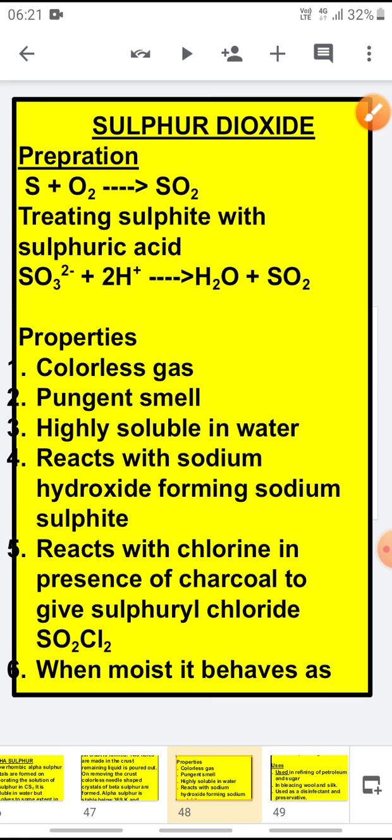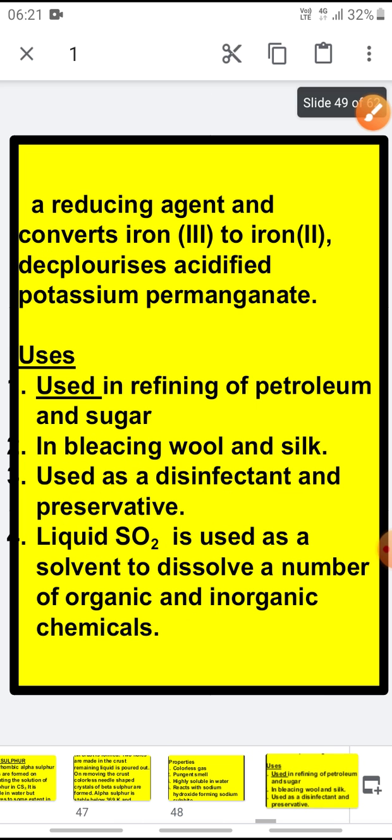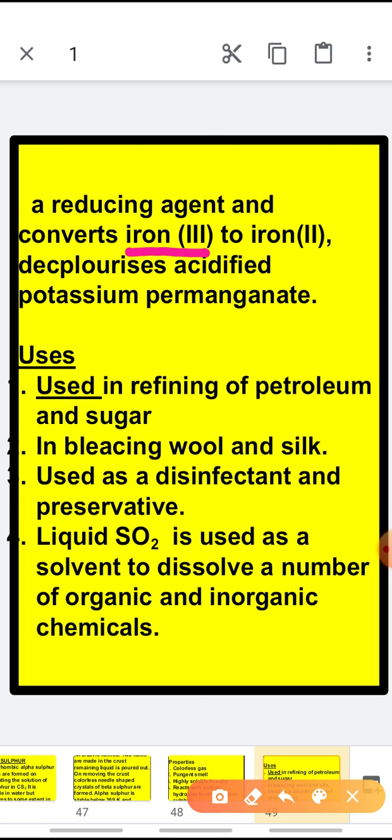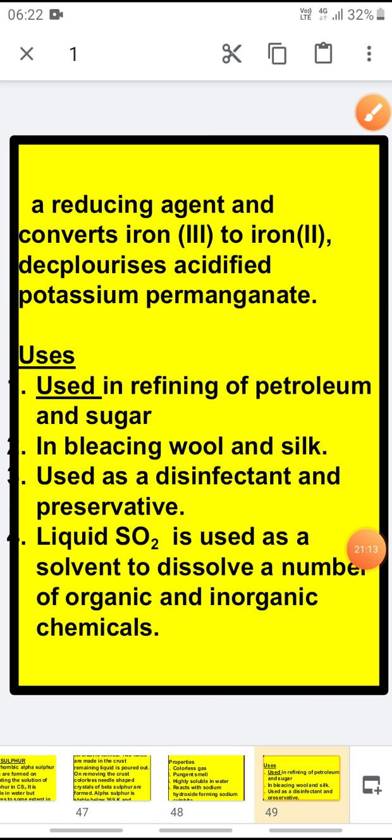SO2Cl2. When it is moist, it behaves as a strong reducing agent and can convert Fe3 positive to Fe2 positive. It can also decolorize the acidified potassium permanganate. That means it is reducing it. So these are the properties of sulfur dioxide.